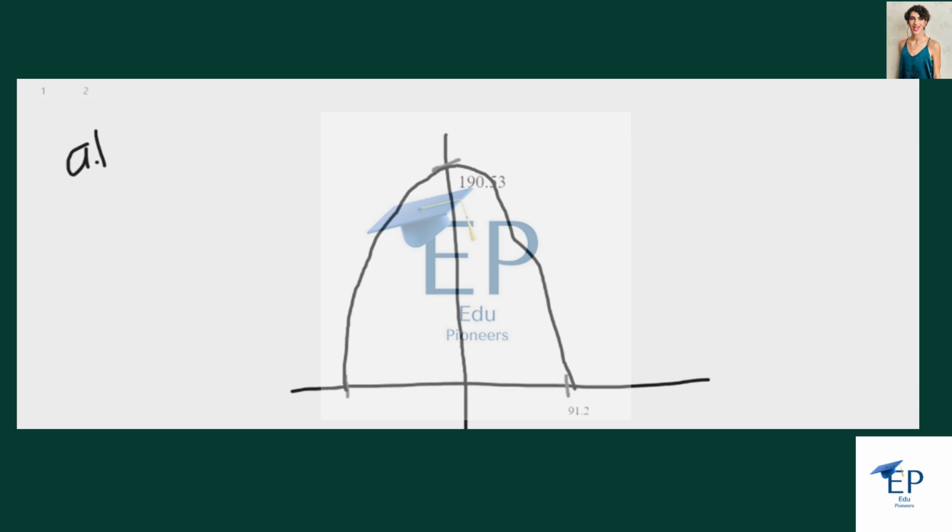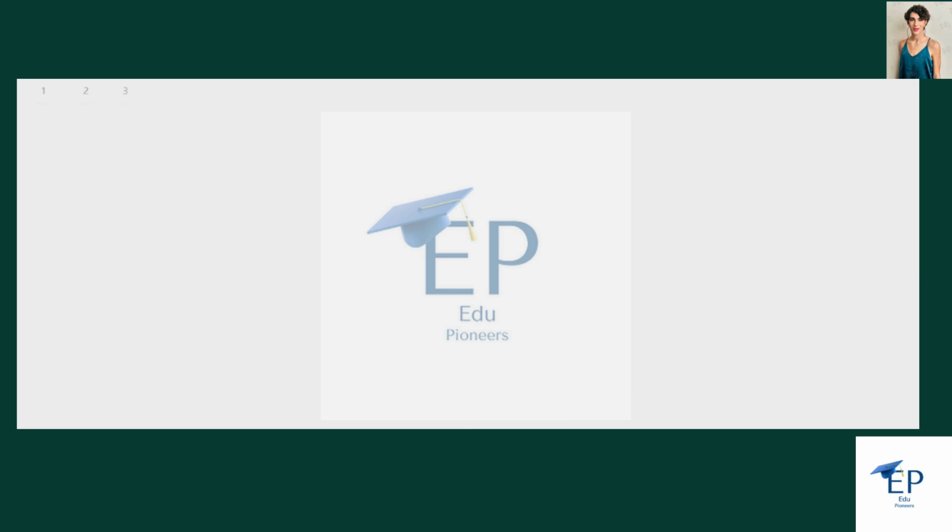Okay, something like that. So we have an arch shape, we have our x-intercepts, and we have our y-intercepts. So that finishes up part A. Moving on to part B, we are asked to find the height at the center, right? So the height at the center of the arch.